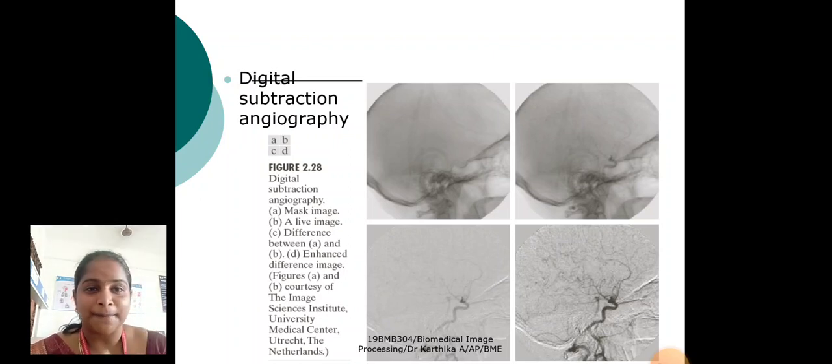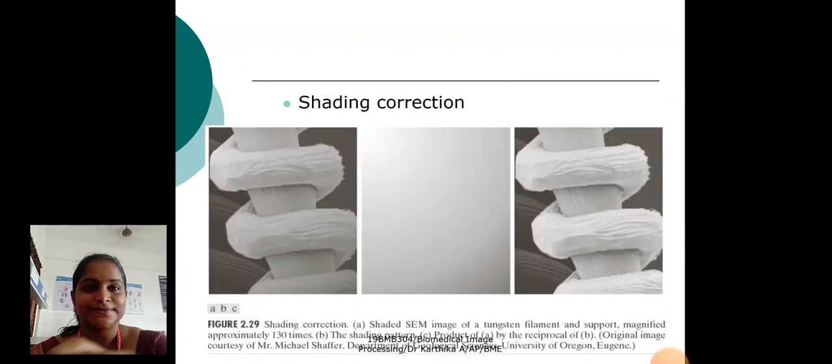First one is our mask image, second one is a live image, and then the third one is the difference between A and B. And the last one is the enhanced difference image, which gives the exact results of a digitally processed image. And then we have shading corrections, although here we have examples.